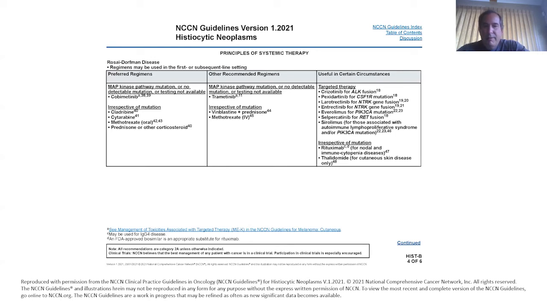But I think for me, the take-home message of RDD is always its association with other conditions, particularly lymphoma, but also being aware that you can see this RDD-like process in autoimmune illness. And I think also the observation that it is infrequently a life-threatening disease. And that's why I typically take a much more stepwise approach with treatment and try to use the least invasive treatments possible for the shortest duration possible, so as not to induce unnecessary side effects in a disease that typically has a very favorable prognosis.